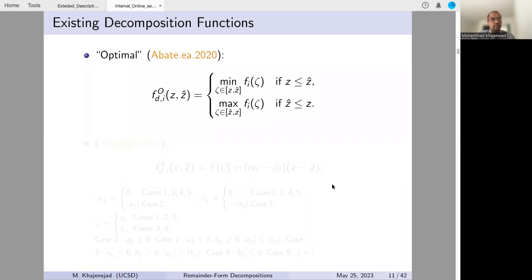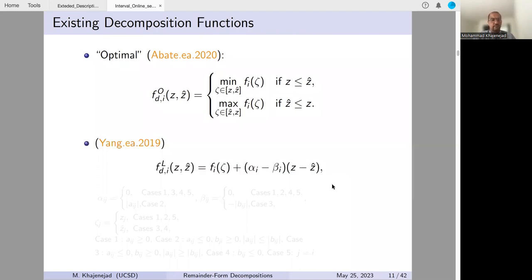Just to mention some of the recent suggestions of these decomposition functions, the group of Professor Sam Coogan from Georgia Tech proposed one specific form, which they call optimal, which is technically computing the minimum and maximum of the original function f in each dimension over the given interval. Of course, it is tight and optimal, but only if these min and max problems can be tractably solved, which is possible for some specific classes of systems.